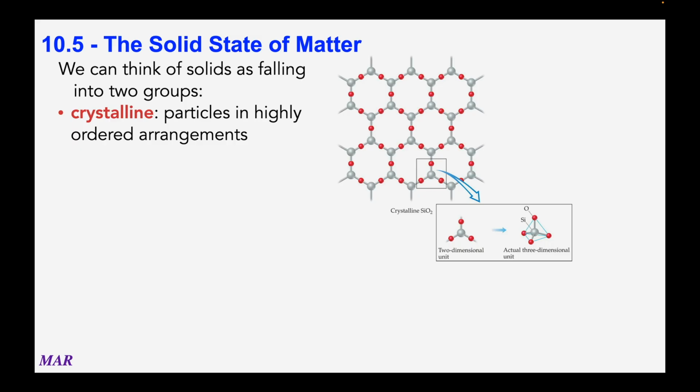So when it comes to all of the solids that science knows about, there's two forms. One is called crystalline, and in a crystalline solid, all the particles are in a highly ordered arrangement, and they're repeatable. So the part at the left would be the same as the right, which is the same as the top and the bottom, stuff like that.